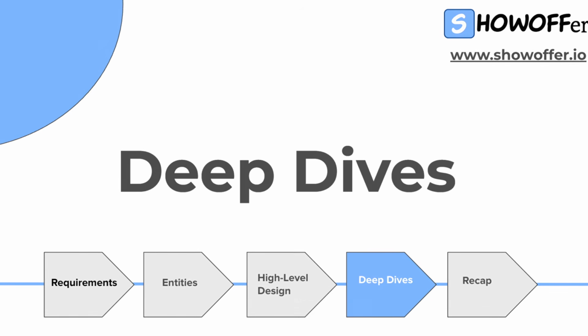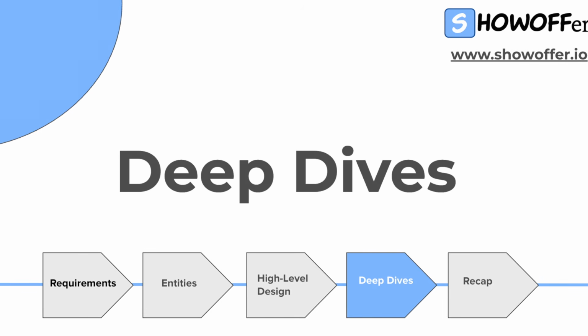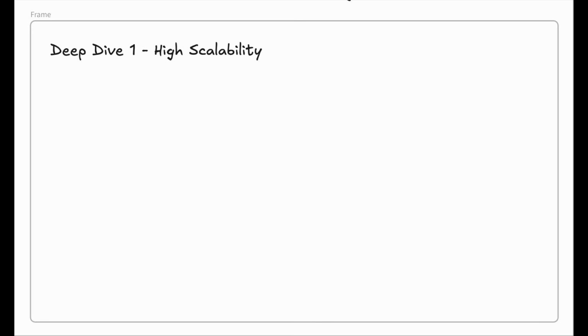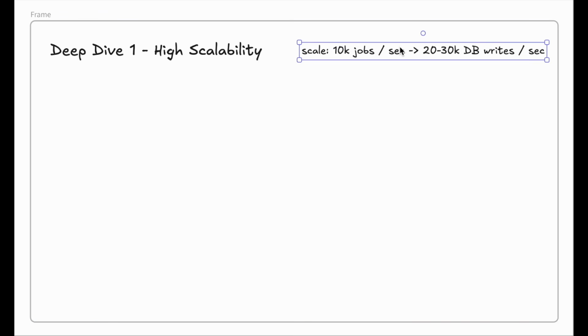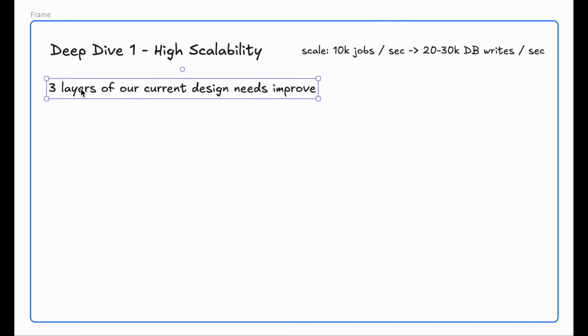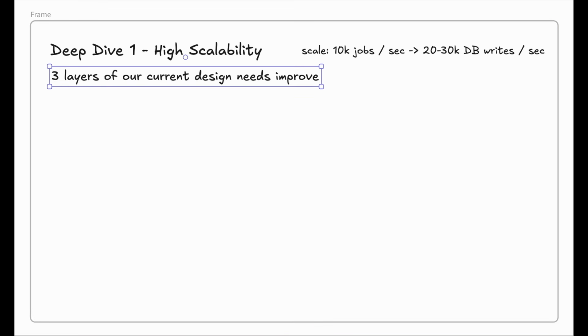After the high-level design, here come our deep dives. Let's first talk about how to support a large scale of jobs. Imagine your system needs to handle 10K job executions per second. That means your backend needs to process 20K to 30K database writes per second, just to handle the job creation, leasing, and completion events. To scale to that level, you need to improve at least 3 parts of your system really well. Let's walk through them.